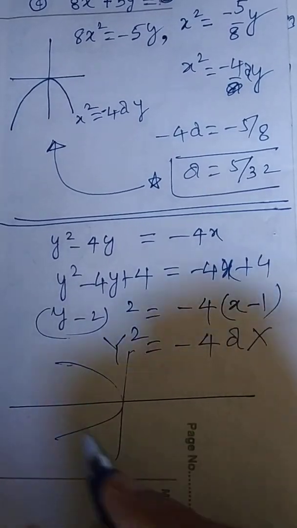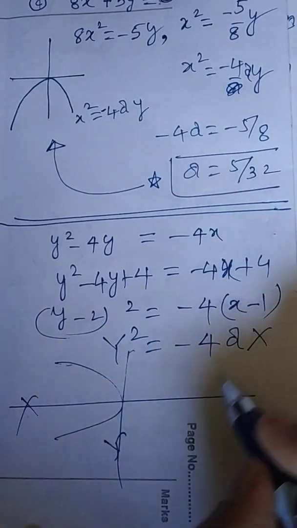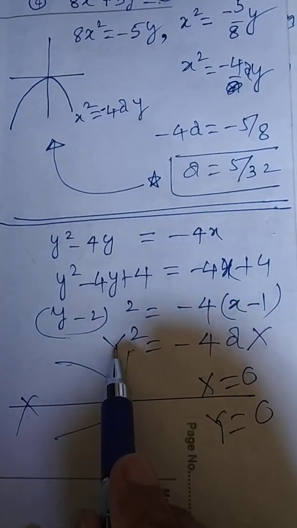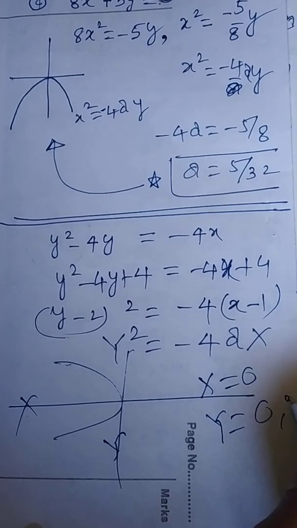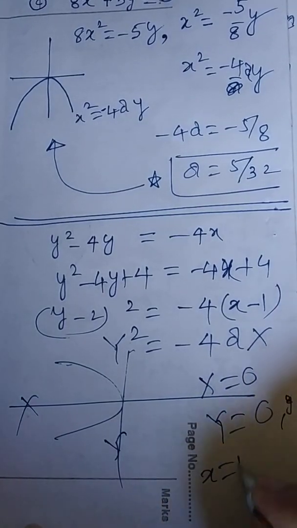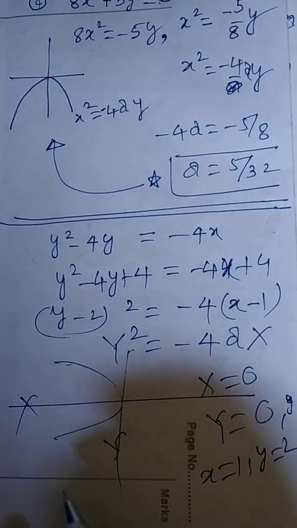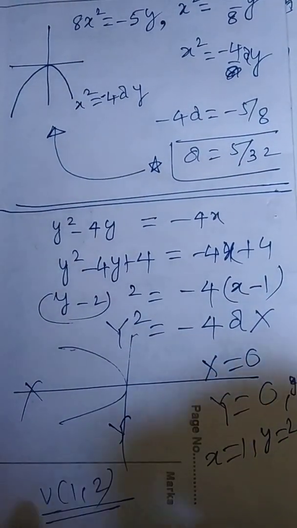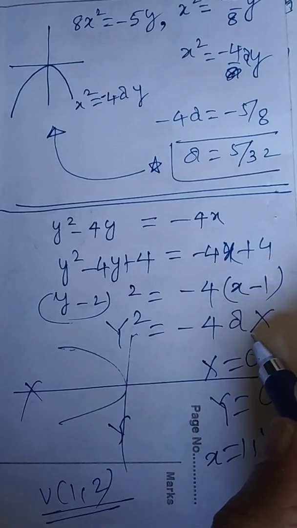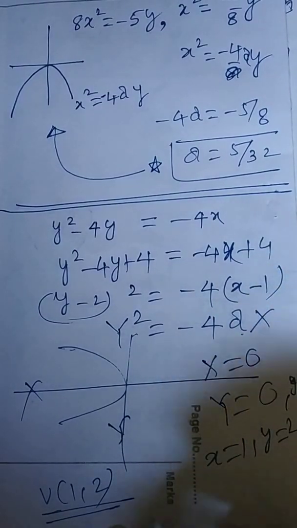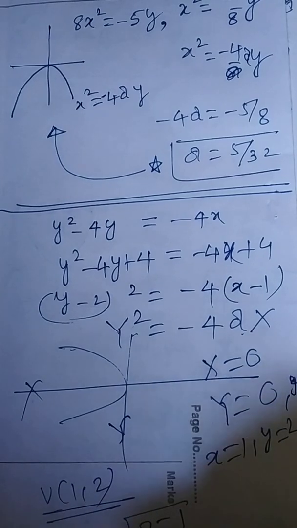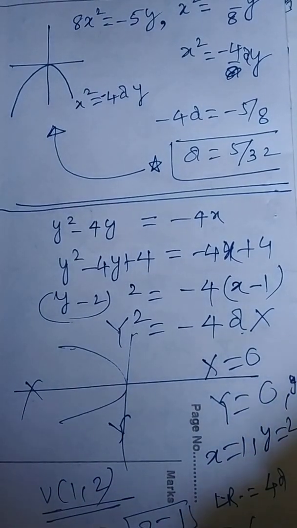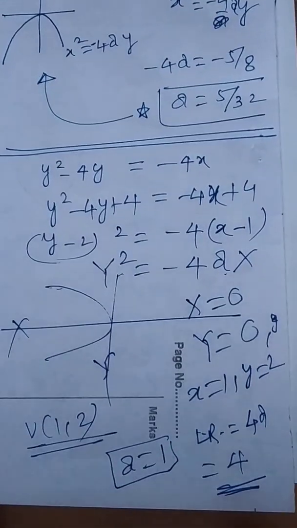So if I am talking about this is capital X and this is capital Y, capital X is equal to 0, capital Y will be equal to 0. So if you compare this value, Y value will be equal to 2 and X value you will get 1. So the vertex in this case is 1, 2. Okay. And if you compare this one, A value in this case is 1. So length of latus rectum will be nothing but 4A. That will be nothing but 4.